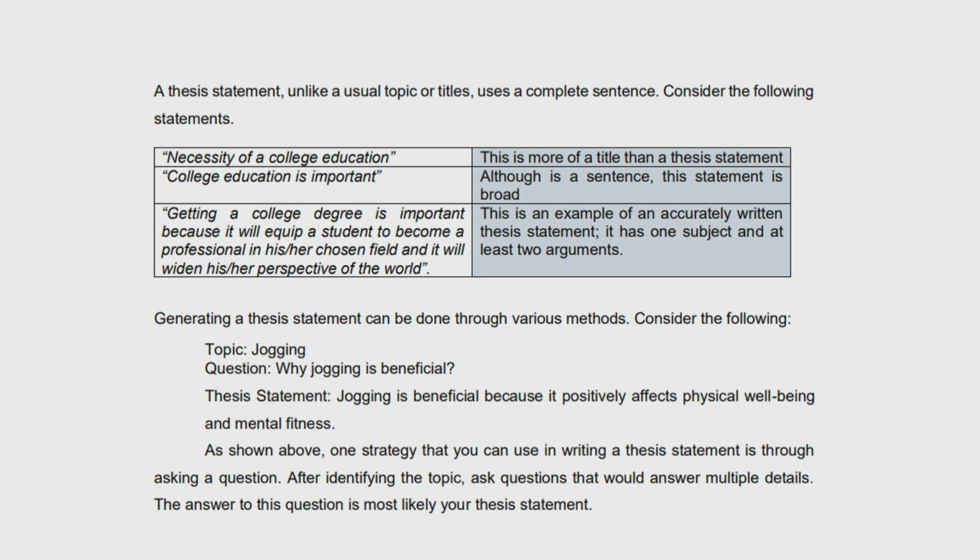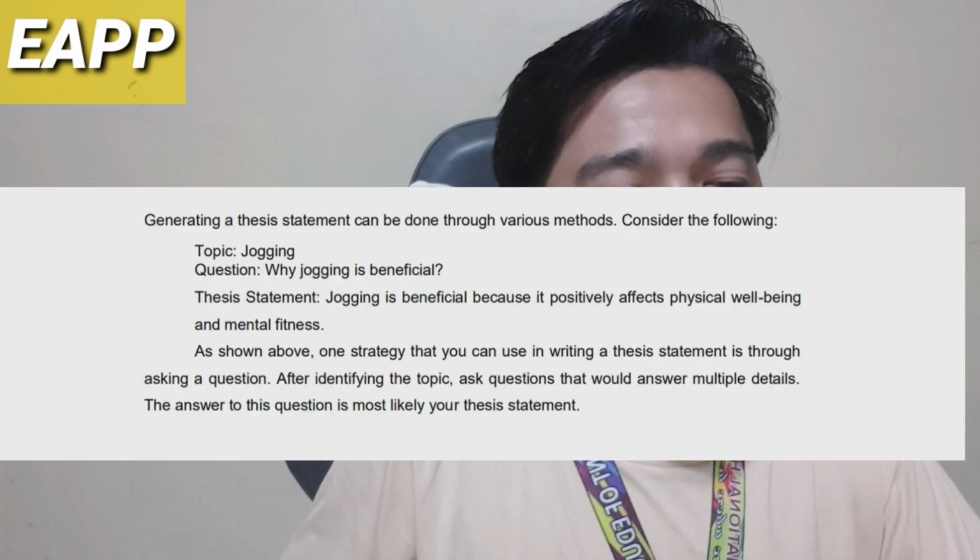Next, getting a college degree is important because it will equip a student to become a professional in his or her chosen field, and it will widen his or her perspective of the world. This is an example of an accurately written thesis statement. Bakit? Because it has one subject and at least two arguments. May mga steps tayo kung paano tayo makakagawa ng isang thesis statement. Katulad ng example na to.